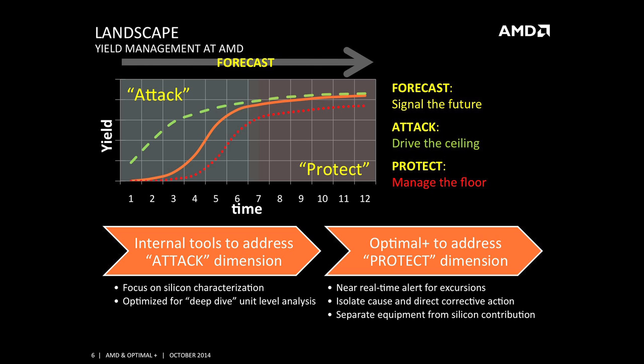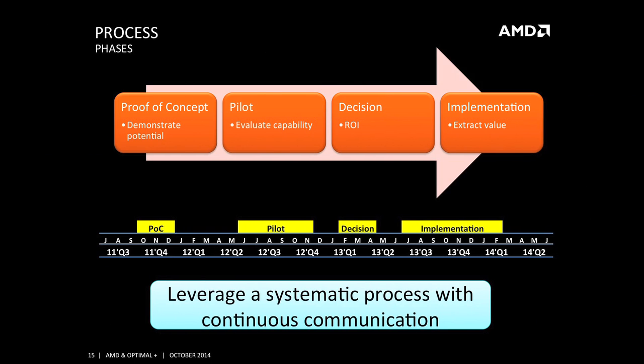The protect dimension is when you've attained some level of maturity, you're starting to flatten out on the yield curve, and now you want to keep from losing the gains that you've realized. This is the area that we identified within AMD as our weak point. And from an offering perspective, this is where OptimalPlus approached us saying, we have solutions to better help you in this protect space.